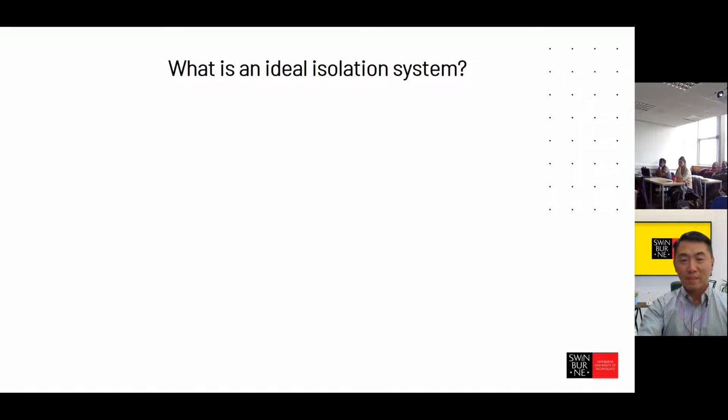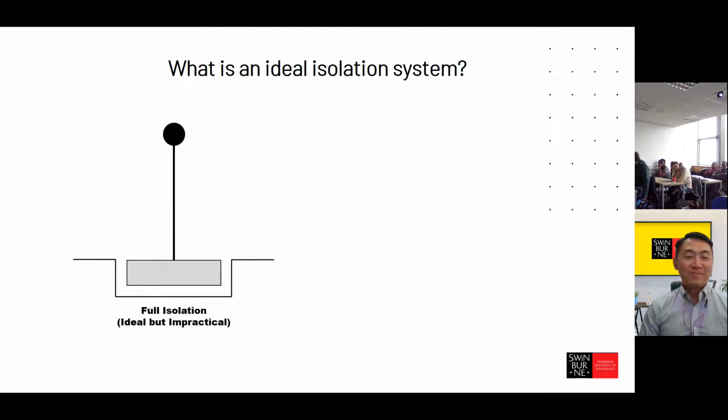You're asking the class? Yes, yes. Okay. So you're going to give them 1 minute to think about the ideal isolation system? No, just 5 seconds, and it's already finished. Okay. Anyone has an idea of what is the ideal isolation system?